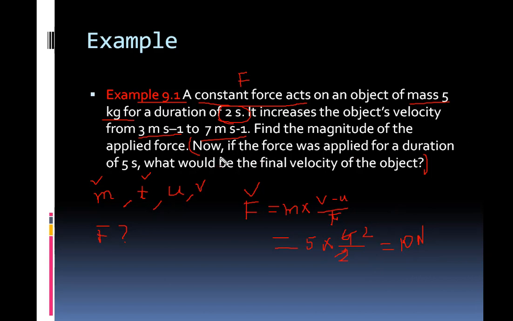Okay. Now the second part of the question. Now if the force was applied for a duration of 5 seconds. The force we have calculated, this 10 Newton force, rather than being applied for 2 seconds, if it is applied for 5 seconds, what would be the final velocity of the object? So here in the second part of the question we need to find out, what are the given data. The force is 10 Newton.